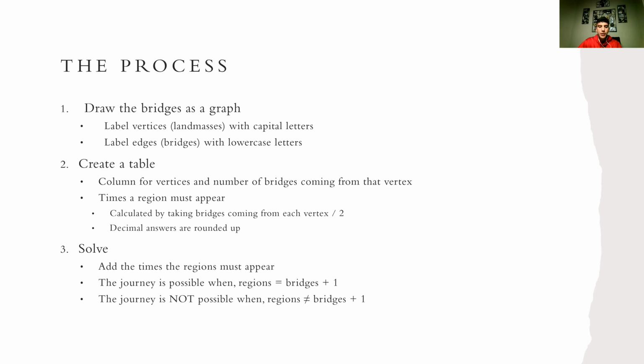And then you have to solve it. What you do is add the number of times that each region must appear, and the journey is possible when the total equals the number of bridges plus 1. The amount of times that the regions will show up has to equal the bridges plus 1. It is not possible when that is not true.